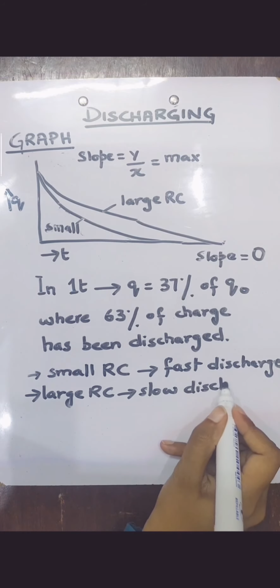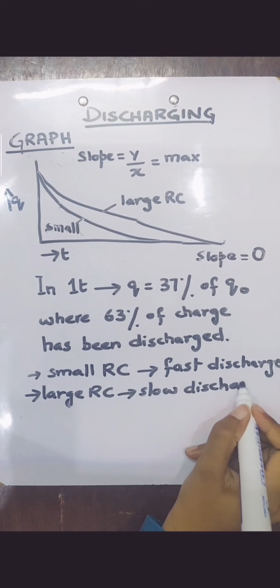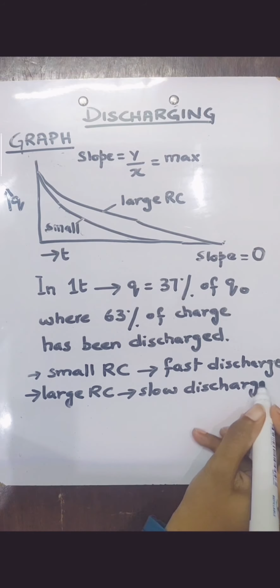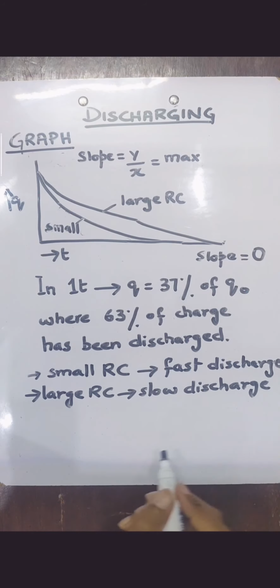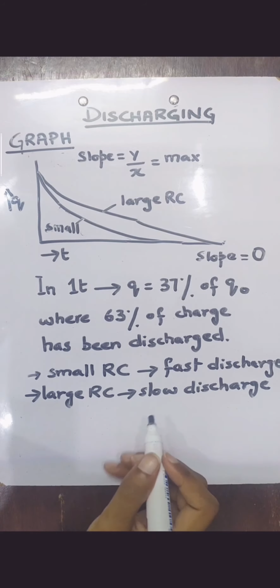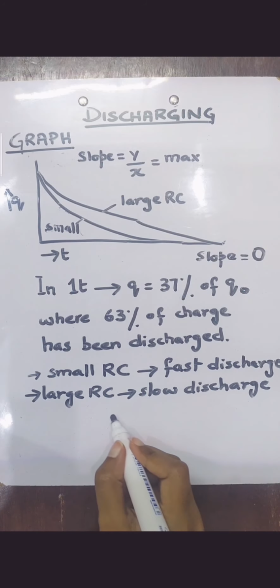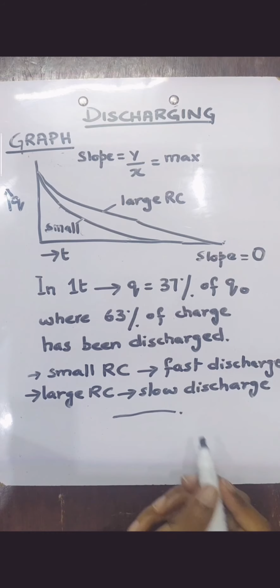This phenomenon can be easily observed in mobile phone chargers. Some of the chargers charge slowly and some charge fast, so this can be observed there, right? This is basically the discharging process.